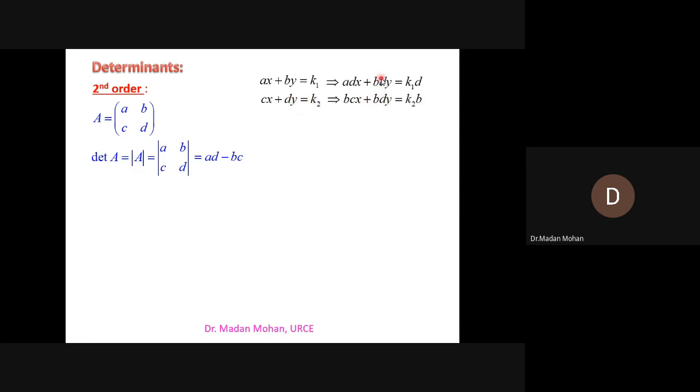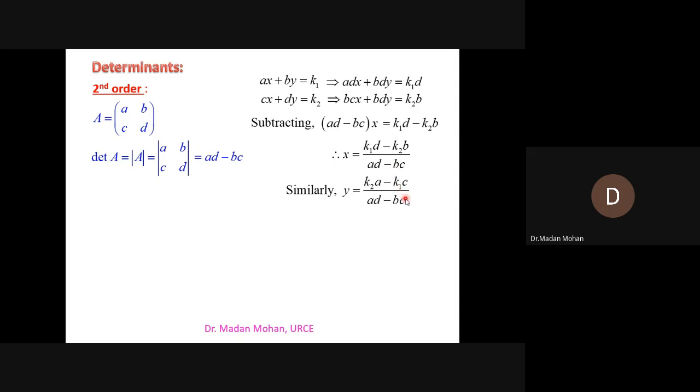Now, subtracting the second equation from the first equation, this bdy cancels. You know, adx minus bcx, take x, subtracting, you will get adx minus bcx, which is ad minus bc into x. These two get cancelled. I'm writing a single equation from these two. Equal to what? k1d minus k2b. Therefore, the x value is k1d minus k2b by ad minus bc.